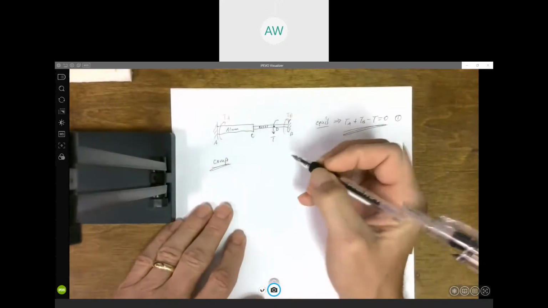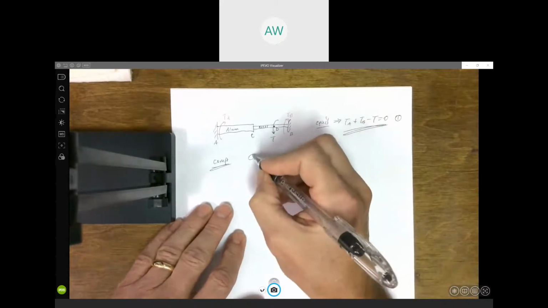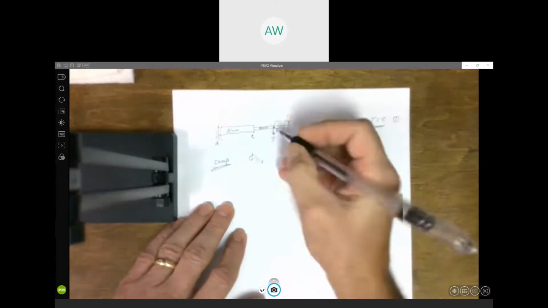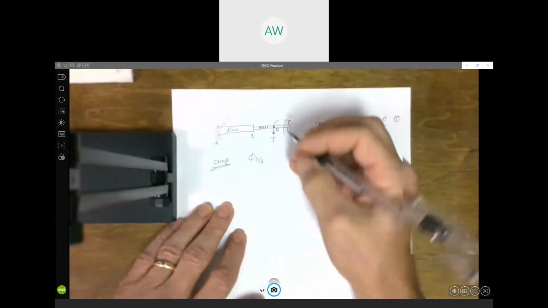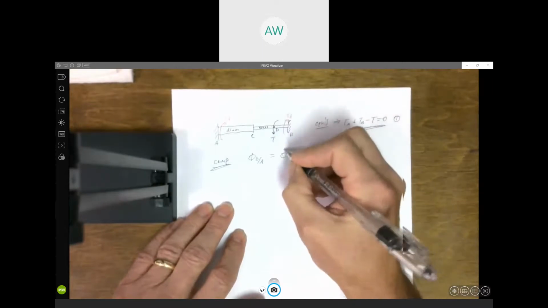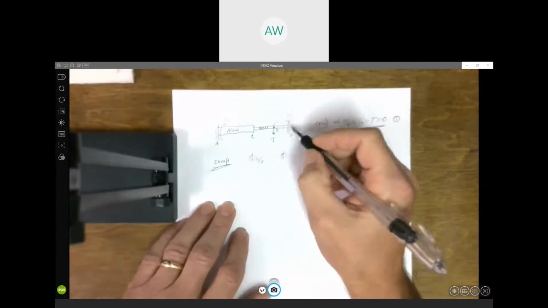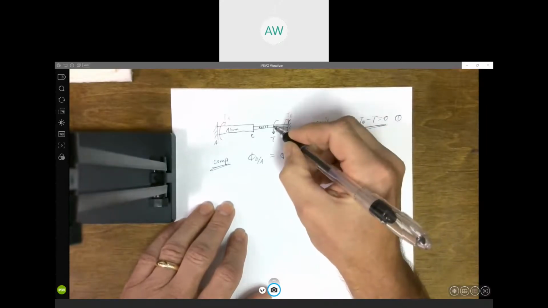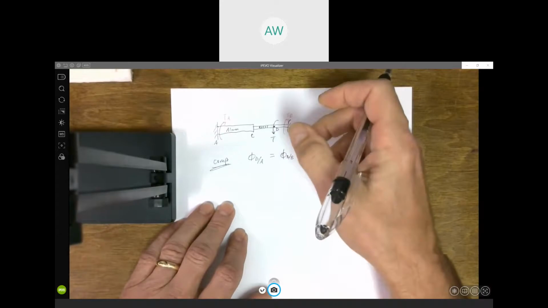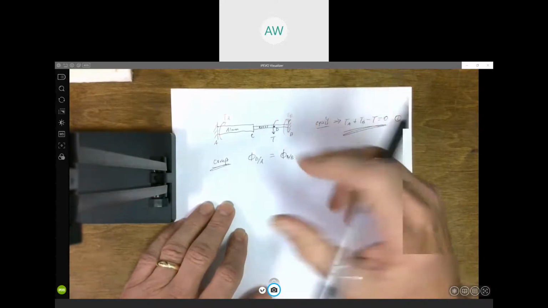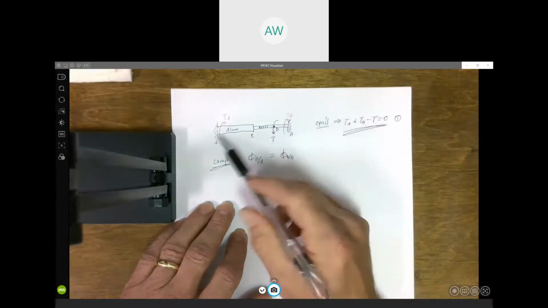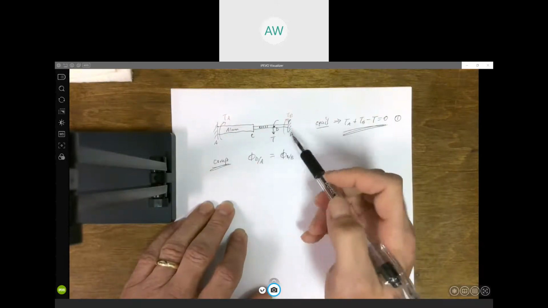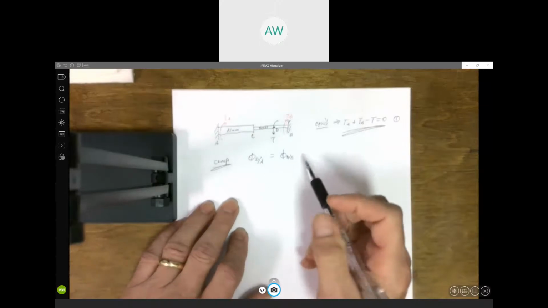All right, so now we're back. What I know is the angle of twist at D with respect to end A has got to be equal to the angle of twist of D with respect to end B. Again, this cross section at D has got to rotate the same, whether you're looking at everything to the left or everything to the right. Right there where they meet at D, that angle's got to be the same.